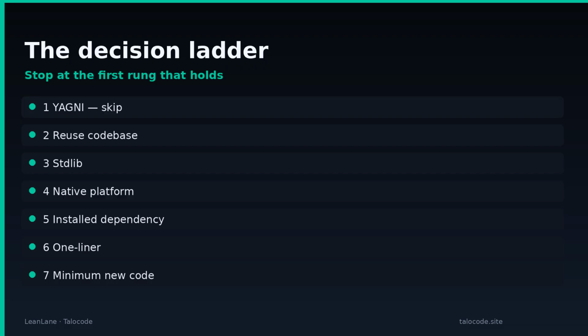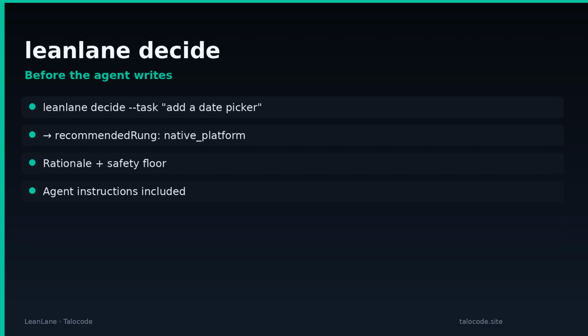Rung 2. Does it already exist in this codebase? Search helpers, utilities, similar features, and established patterns. Reuse beats rewrite. Rung 3. Does the standard library already do this? UUID, path, crypto, JSON, date formatting basics. Prefer the platform you already run.